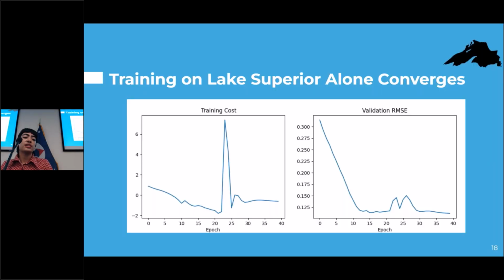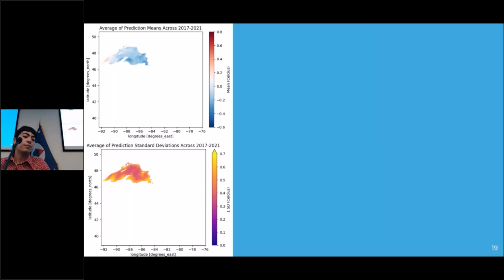Next we looked at using this regime, the one single training day, all grid cells, on Lake Superior alone. We did see that it did in fact converge. We did see an odd spike around 20 epochs, so we likely could have stopped training earlier than that. To look at the spatial plots, if I point you to the standard deviation, we see a higher minimum standard deviation across Lake Superior. So it's saying it's less confident in its predictions.